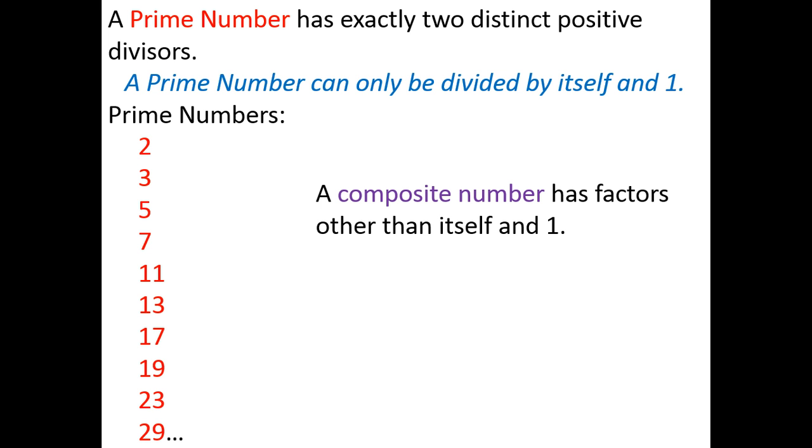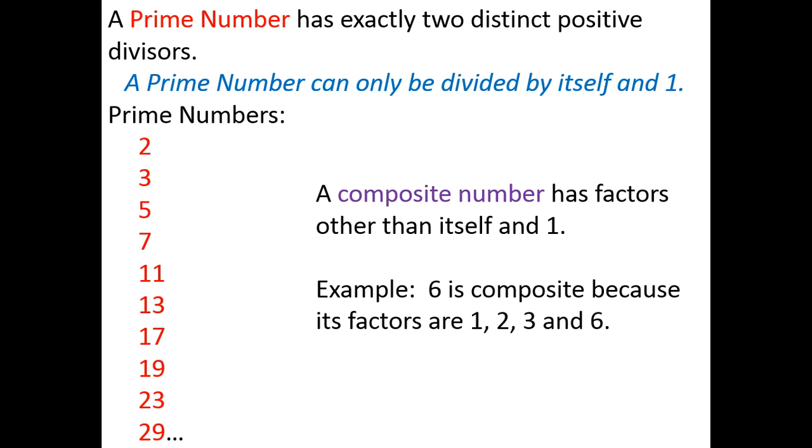Now, if a number is not prime, it's called composite. A composite number has factors other than itself and 1. So we already said that 6 was not prime because 6 had more than 2 distinct positive divisors. 6 has 4 positive divisors, and that makes it a composite number.